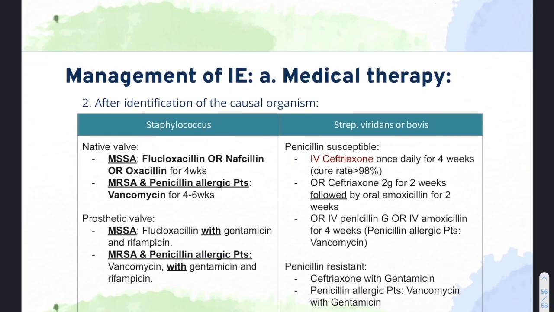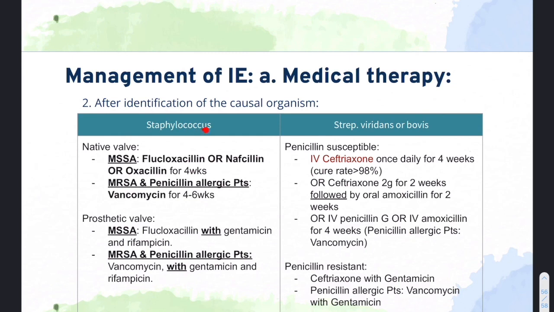The antibiotic therapy is divided into empirical therapy, and after the culture results are available, you would change the therapy according to the results. You should treat vegetation with high dose IV bactericidal antibiotics for a prolonged duration. For a native valve, the duration of treatment would be from 2 to 4 weeks, and for a prosthetic valve a longer duration, from 6 to 8 weeks.